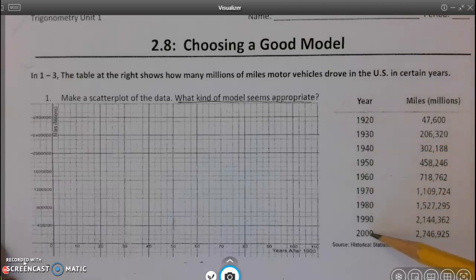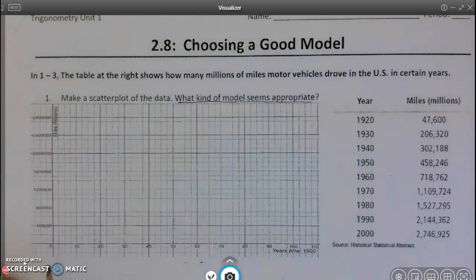The first thing I'm going to have to do with my data, and you will have to do this in your project, is put it on a graph. That's called a scatter plot. It's called a scatter plot because it's not necessarily going to form an exact shape. Notice my graph, I have labeled it that on the x-axis I have years after 1900. That's why it's labeled 10, 20, 30, 40, 50. It's not going to be labeled 1920, 1930. It's years after 1900, and my y-axis is miles in millions.